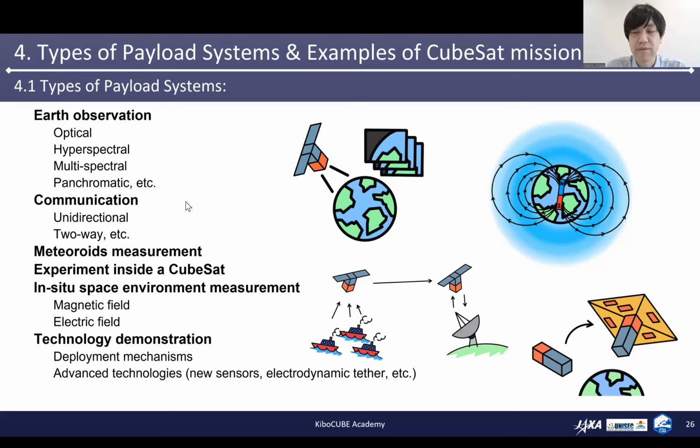Meteoroid measurement. Experiments inside a CubeSat such as material experiments. In-situ space environment measurements such as magnetic field, electric field. Technology demonstration such as deployment mechanisms. Advanced technologies such as new sensors, electrodynamic tethers, etc. Today, I'd like to introduce you to 6 of these examples in the following slides.